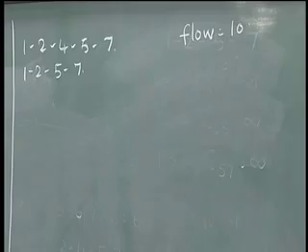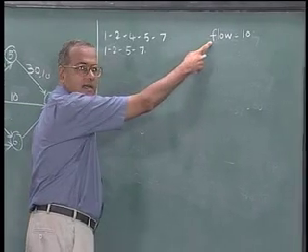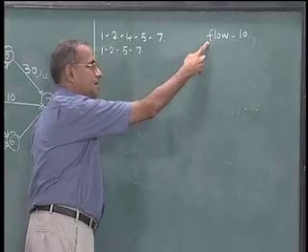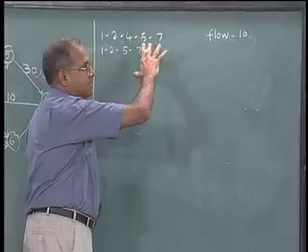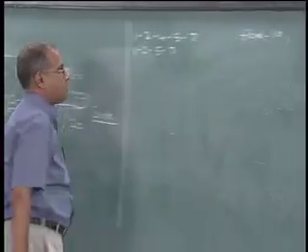For example, when we took 1 to 2, 2 to 4, 4 to 5, 5 to 7, the maximum that we could send was the minimum of the capacities, which turned out to be 10, and therefore, we decided to send 10. We did not send 9 or 8 or anything like that. So, whatever maximum flow that is possible, we try to send that flow, which is equal to 10.